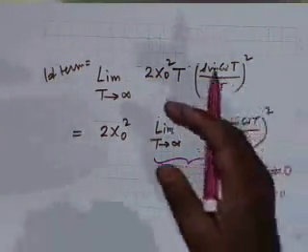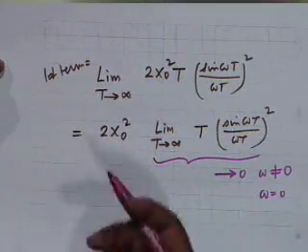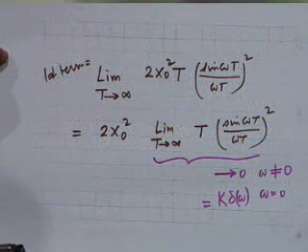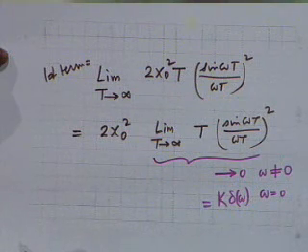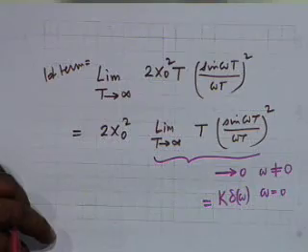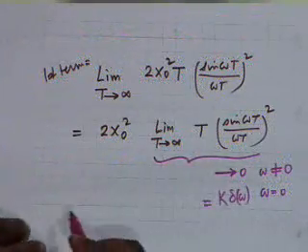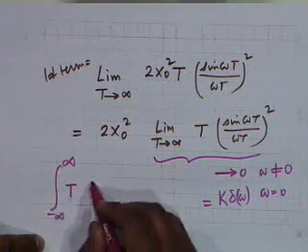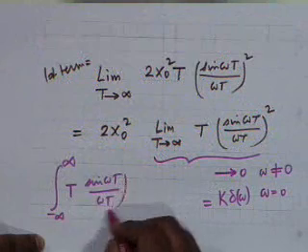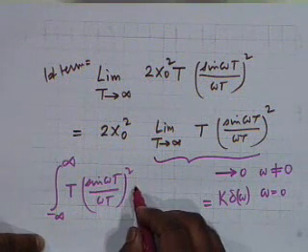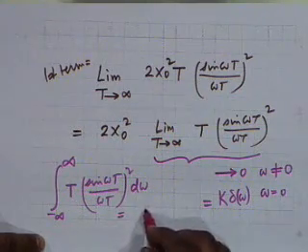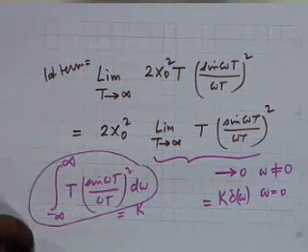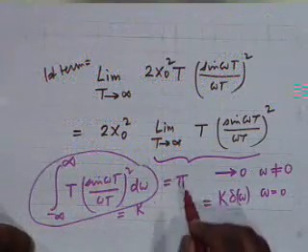Is that okay? This capital K has to be found out. Will it depend on capital T? No, because capital T goes to infinity. And how do I find this out? What I do is, I integrate from minus infinity to plus infinity T (sine of omega T divided by omega T) whole squared with respect to omega, d omega. And this should be equal to the integral of K delta omega, so it simply should be equal to K. This integral is a standard one, (sine x by x) whole squared, and the value is pi for all values of capital T. It does not require a limiting value. It is independent of capital T, and therefore K is pi.